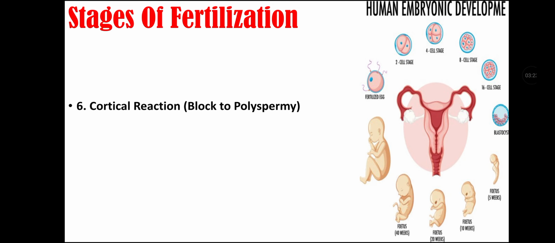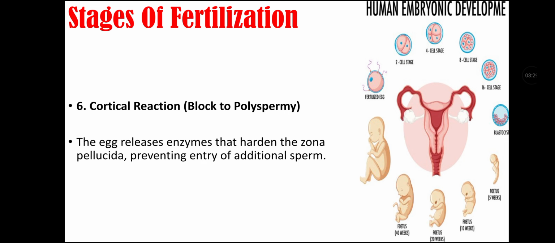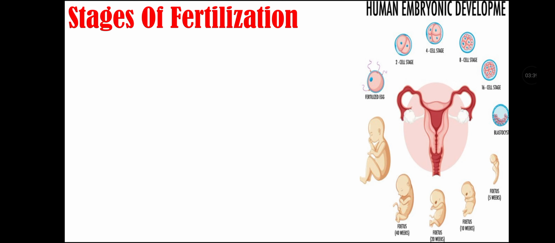Then the sixth stage of fertilization is cortical reaction or block to polyspermy. This is when egg releases enzymes that harden the zona pellucida, thus preventing entry of additional sperm. And this ensures only one sperm fertilizes the egg.